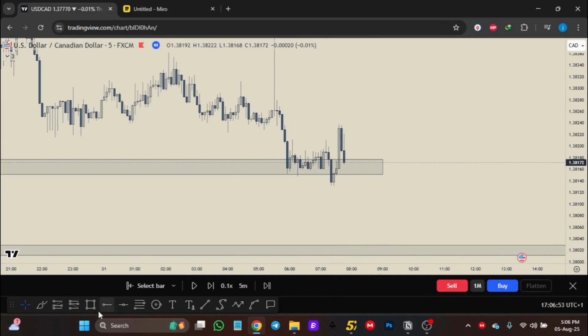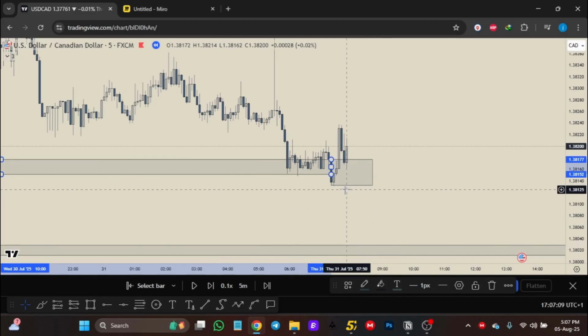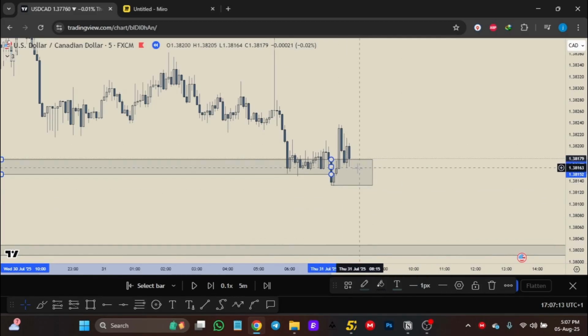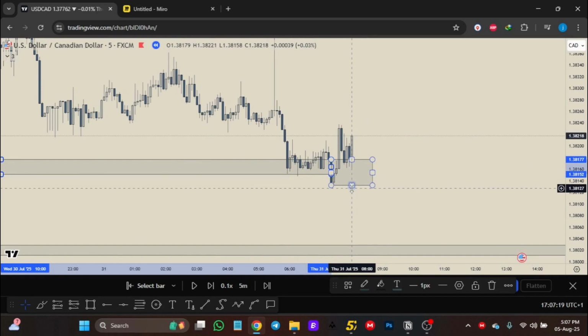So I saw that price tapped into this order block. I was like, okay, let's see what happens when London opens. All right. So let's play price. This candle happened. This was still in Frankfurt, right? And then this. And then this candle was London open.